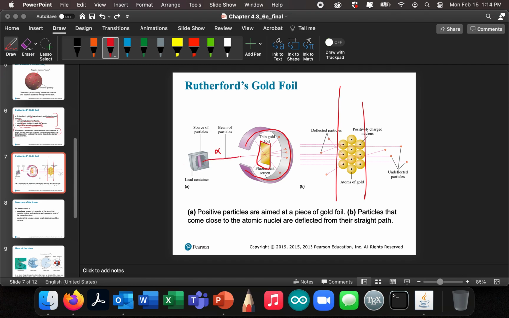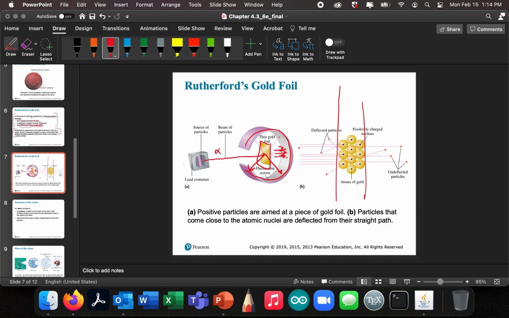Particles come out here and go through the gold foil. Most of them go straight through and are just detected in the back of this detector. Some of them, however, bounce off and go off to the side, or even bounce back and come over here. So here's another picture of that.